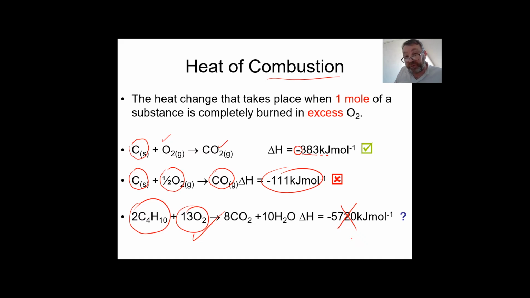What I would have to do there is take minus 5720 and divide it by 2. So 5720 divided by 2 would give me the proper figure of minus 2860. And that would be the heat of combustion. So keep in mind, there must be 2 criteria if you want the heat of combustion: 1 mole of a substance burnt in excess oxygen.